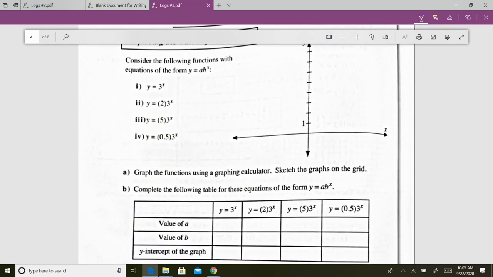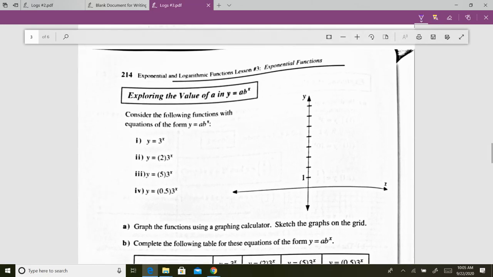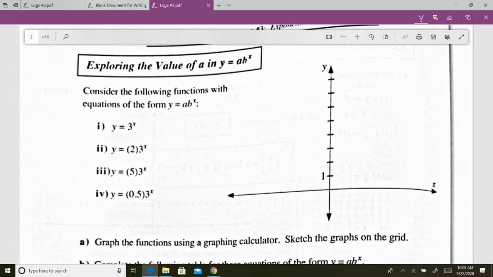Okay. So let's sketch the graph of 3 to the power of x. Growth or decay? Growth. These are all growth, right? Because look at the base. It's 3 to the power of x. So they're all growth.